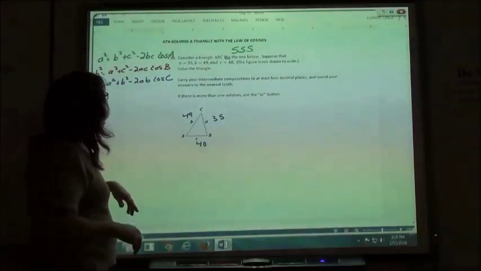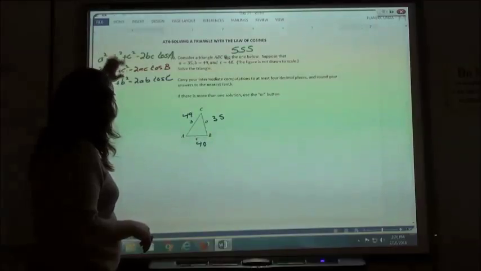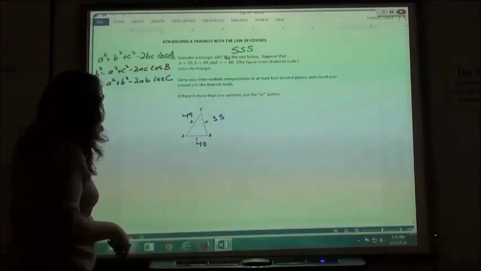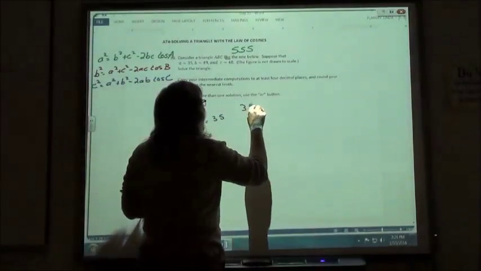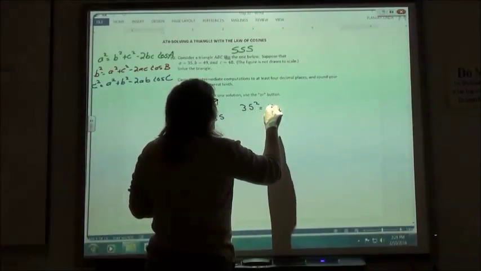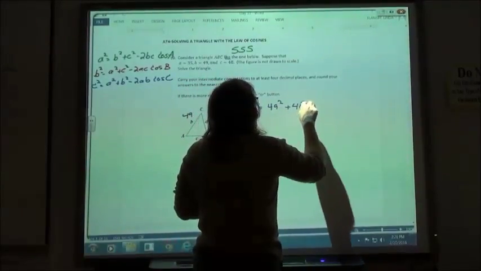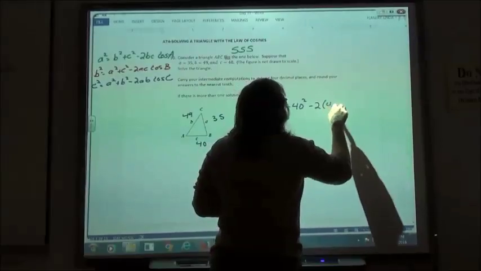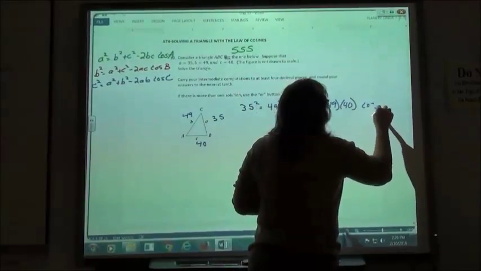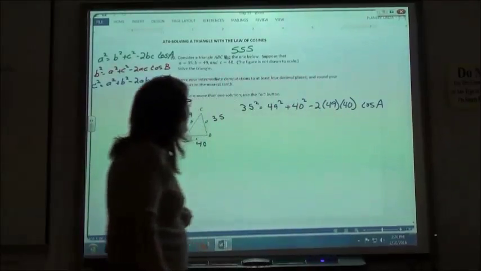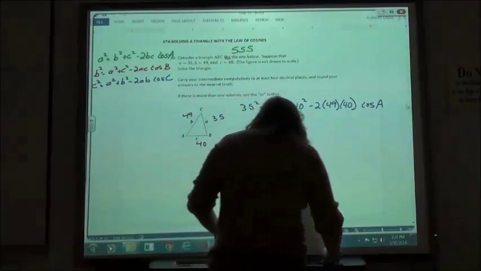So I'm plugging this in. First of all, I'm going to find angle A, so I'm going to use my top one here. A squared equals b squared plus c squared minus 2bc cosine of A. So a squared, 35 squared, equals b squared, 49 squared, plus c squared, 40 squared, minus 2bc, so 49 times 40, cosine of A. So this was side A, cosine of A over here.